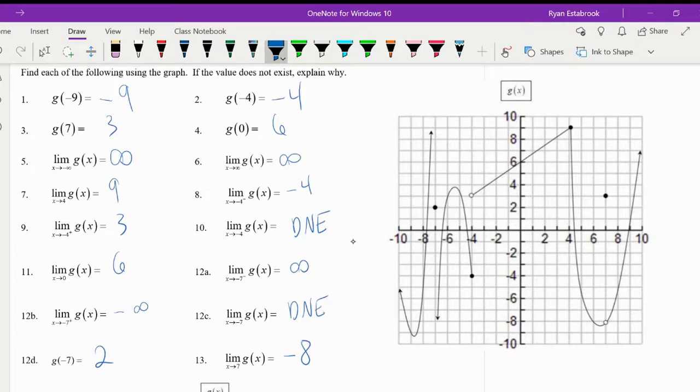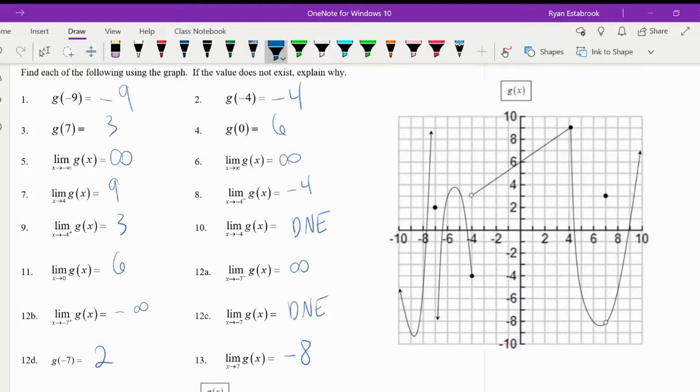So we've got to go to the right. When x equals 7, we don't use this hole in the graph. Instead, we use the value where the point actually is. So g of 7 is equal to 3. Number four, g of 0 is equal to 6. It is that green point.